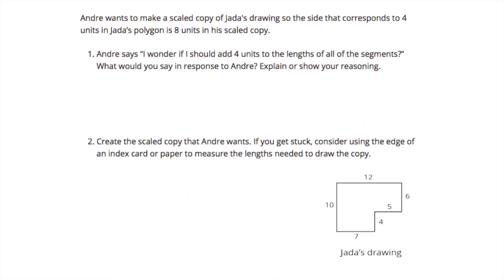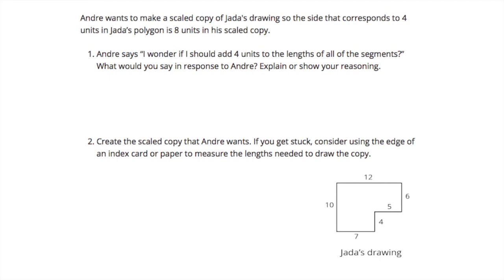All right, and to answer that question, if Andre was trying to turn a side length of 4 into 8, he would be multiplying by 2. That would be the scale factor he would use, but he would have to multiply by 2 for all sides of the figure.